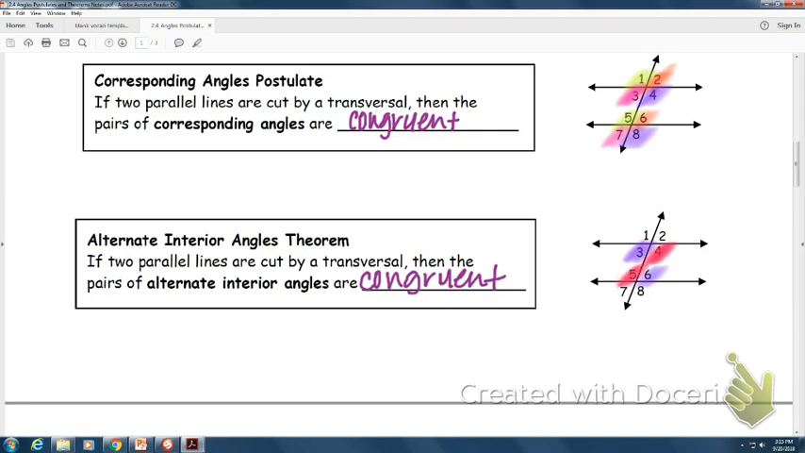Okay, so alternate means what? Opposite sides of the transversal. Interior means inside of the parallel lines. Awesome.